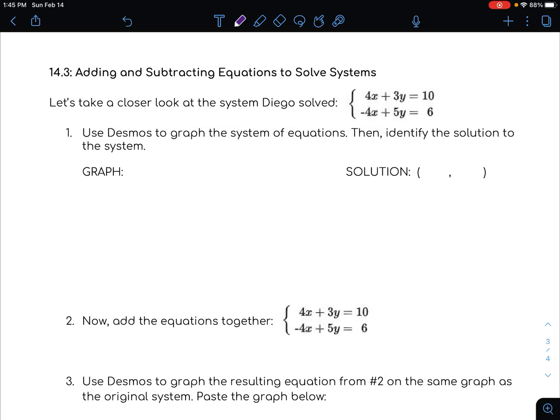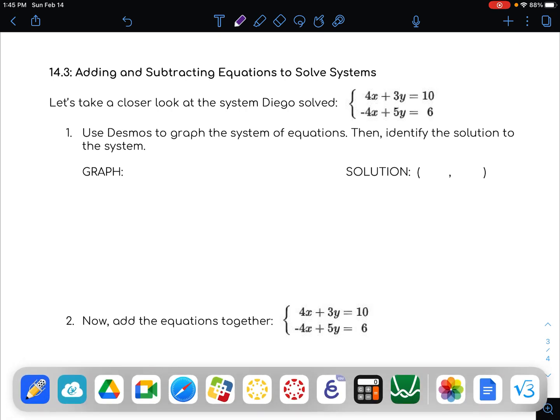All right, so now we're going to actually go through the whole process of solving a system using the elimination method. But the first thing that we're going to do is to use Desmos and graph it, just so we remember what it really means to have a solution. So let's go ahead and open up Desmos.